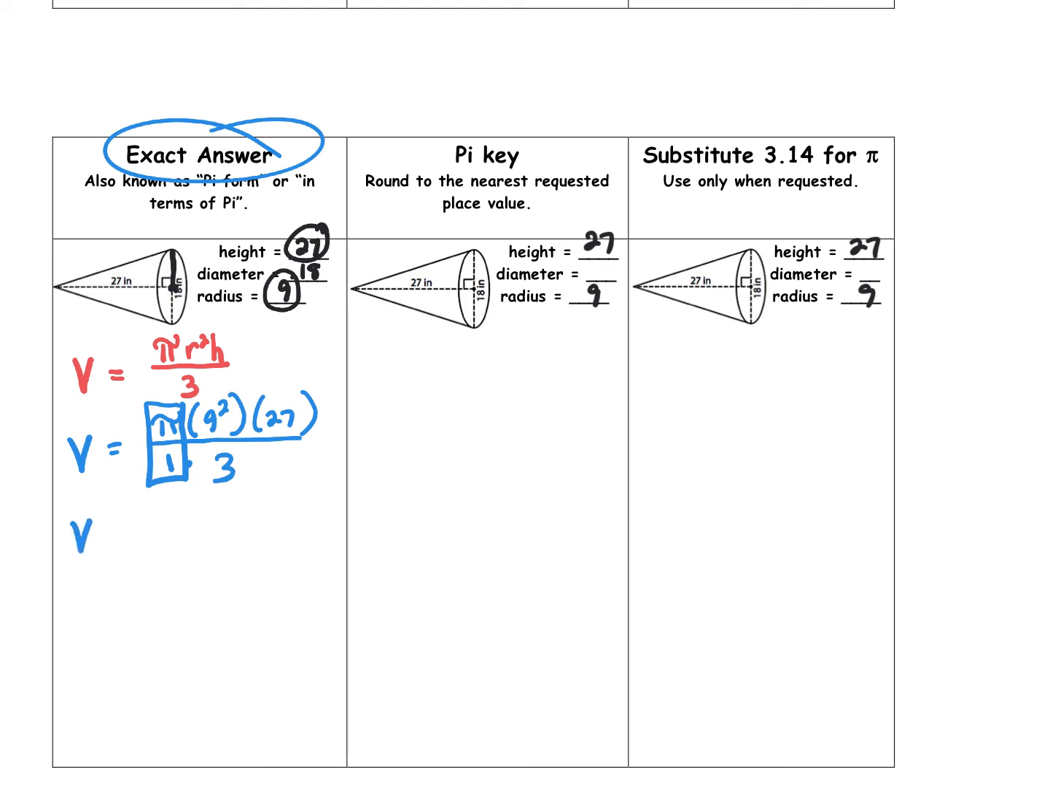So I'm going to rewrite this now as 9 squared times 27 divided by 3, and I'm just going to move that pi to the end. So now, if you take 9 squared, you're going to get 81 times 27 divided by 3, and pi is going to stay in the answer. So would you put that in your calculator?